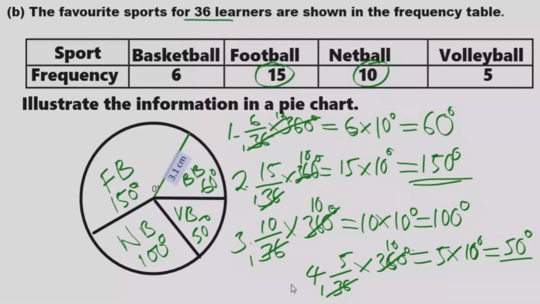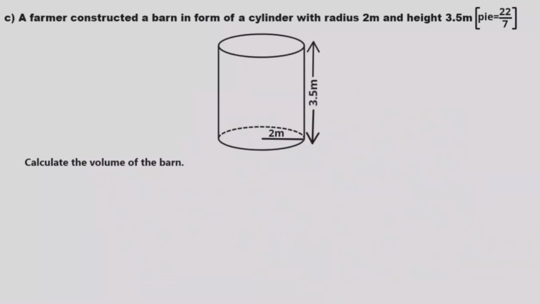Let's go to the next question. Question 7C was, a farmer constructed a barn in form of a cylinder with radius 2 meters and height 3.5 meters. Take pi to be 22 over 7.